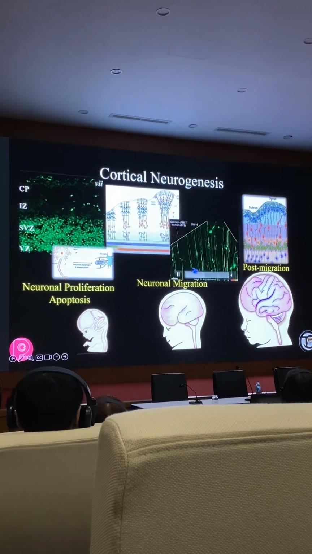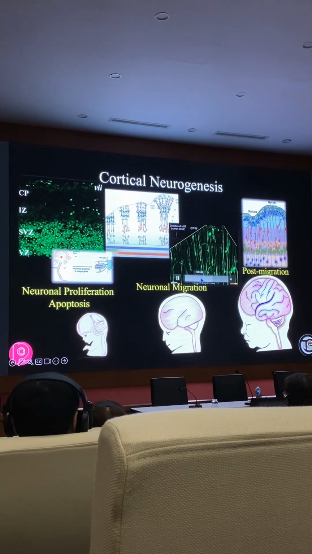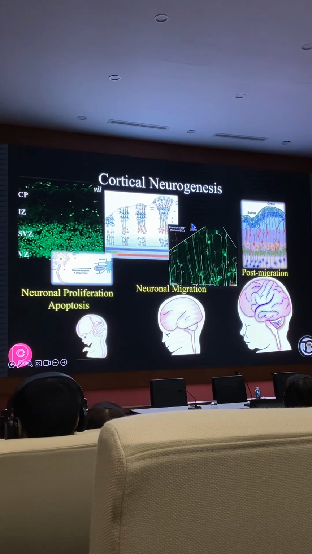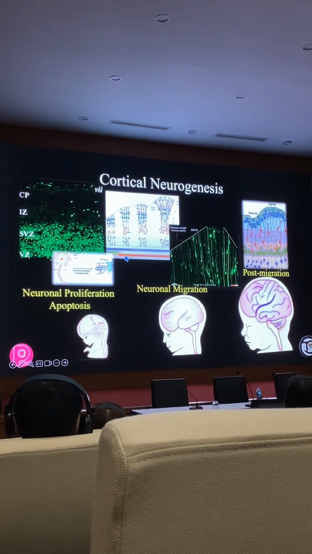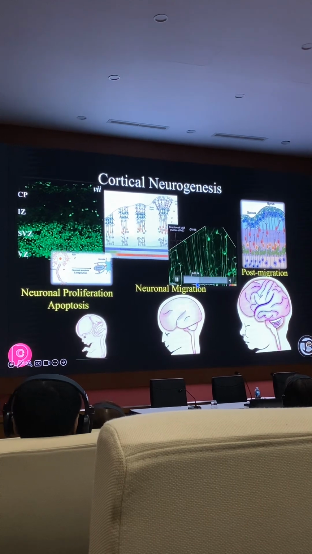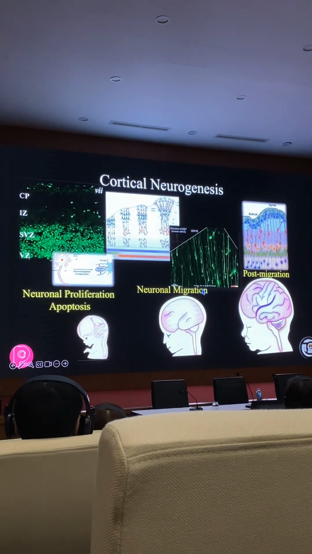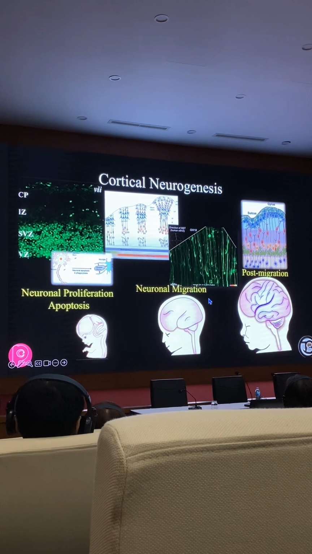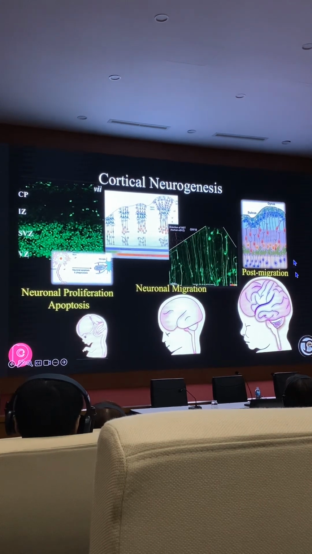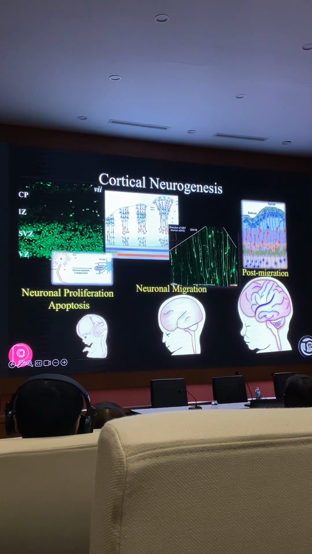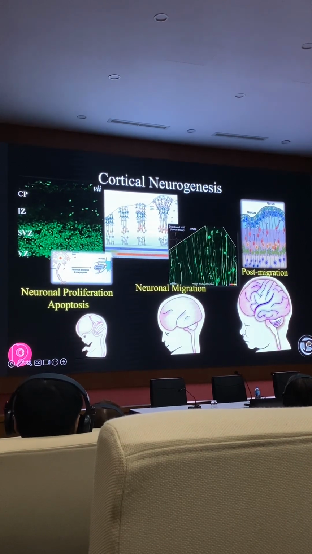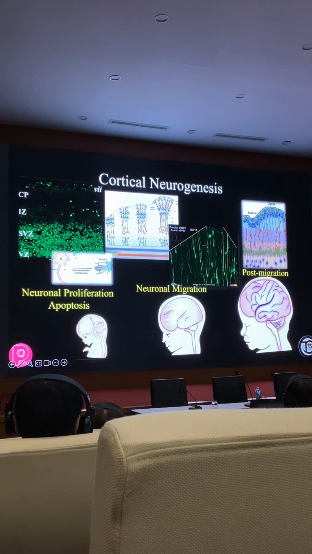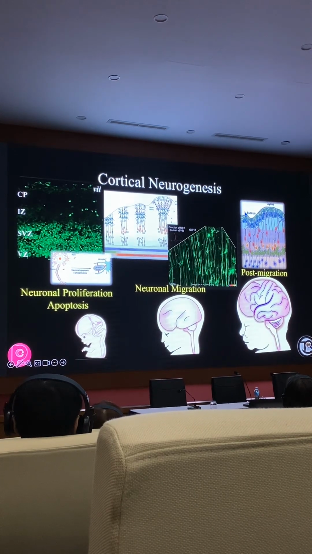Migration means the cells are traveling to the cortical plate, the brain surface. That is called neuronal migration. And then after migration, the post-migrational stage follows, and it makes a sulcus and gyrus, the convolution of the brain.